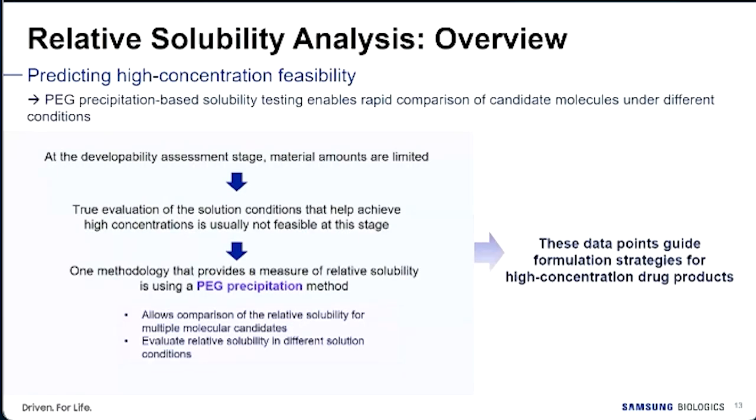At the stage of developability assessment, material amounts are limited. So for most clients, thorough evaluation of the solution conditions that favor achieving high concentration is usually not feasible at this stage. One methodology that provides a measure of relative solubility is using a PEG precipitation method. This method allows comparing the relative solubility for multiple molecular candidates and evaluating relative solubility in different solution conditions.